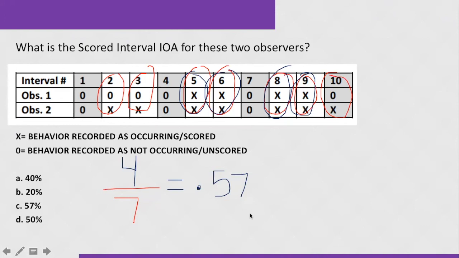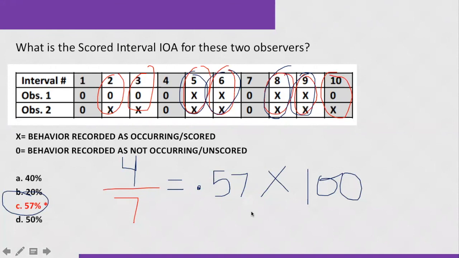But since our IOAs cannot be reported in decimals, they must be reported in percentages. What we're going to do now is multiply this number by 100. And as you can see, that gave us our answer, 57%.